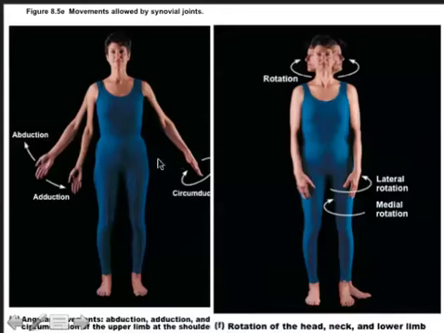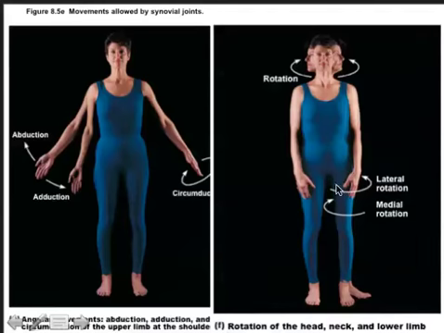Here's an example of abduction, okay, movement away from midline. This is abduction of the arm, adduction of the arm moving back towards midline, and here is circumduction. We can perform circumduction with the shoulder, and we can also perform it with the hip. Rotation, okay, we can see that between the axis and the skull, also between C1 and C2, and we can also have lateral and medial rotation between the femur and the os coxa.